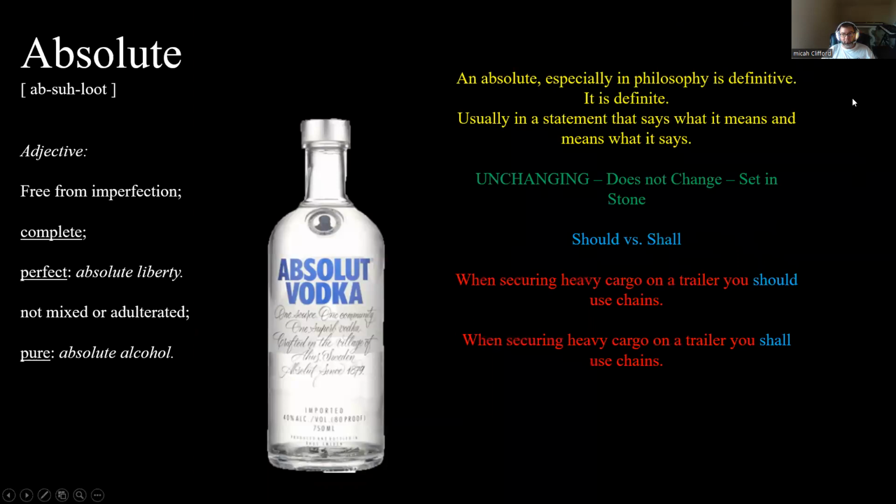All right. Because in philosophy, we define terms before we use them. So absolute, and these I got from my dictionary. Free from imperfection. So when you look at the word absolute in the dictionary: free from imperfection, complete, perfect, absolute liberty, not mixed or adulterated, pure, as in absolute alcohol. That's in the dictionary. Look it up, right? And it's like, huh, absolute alcohol. So like 100% pure alcohol, nothing else.